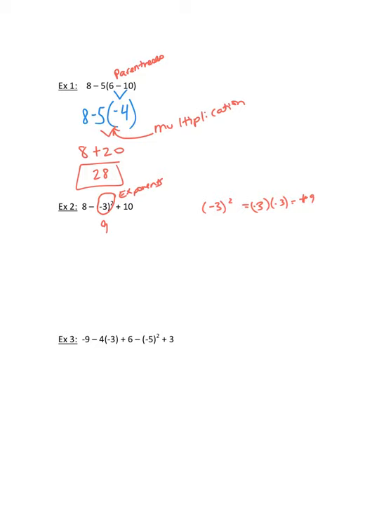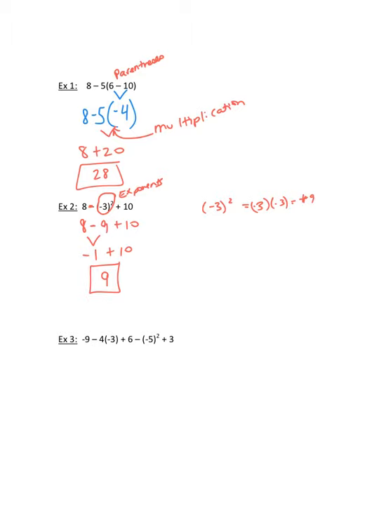I'm not going to write the positive. And then I'm going to bring everything else down. So I'm going to bring the 8 down, and I'm going to bring the minus sign that was outside of the parentheses down, plus 10. So even though negative 3 squared was positive 9, there was another minus in front of it, which came down. Now I'm going to simplify addition and subtraction from left to right. So 8 minus 9 is negative 1. Negative 1 plus 10 is positive 9.